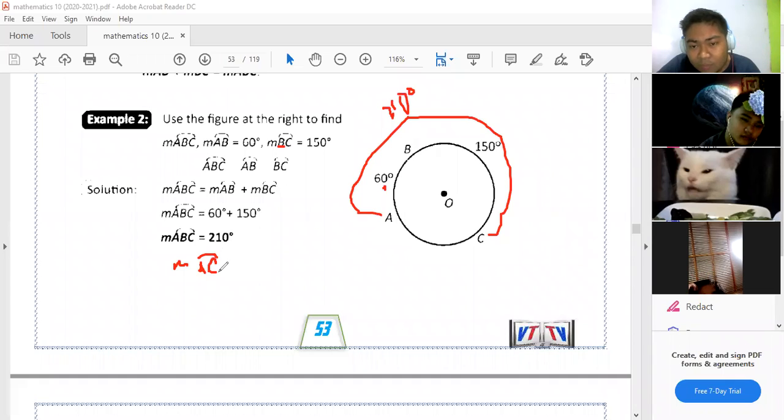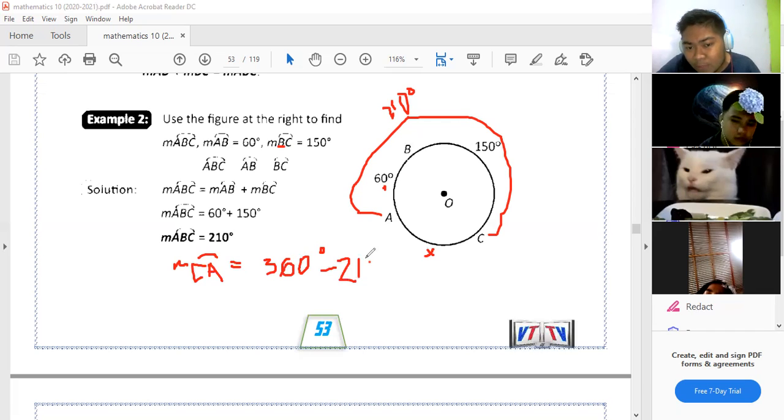AC? CA. Paano pag pinahanap ko sa inyo to? Ilan kaya yan? So, ito yung X natin. Ilan kaya yung measure niyan? Ano lang gagawin natin? We just need to subtract that from 360, tama? That will make 1 circle minus 210 degrees. So, that will give us how many? Ilan yung arc AC na yan? Ilan ang sagot? 150.